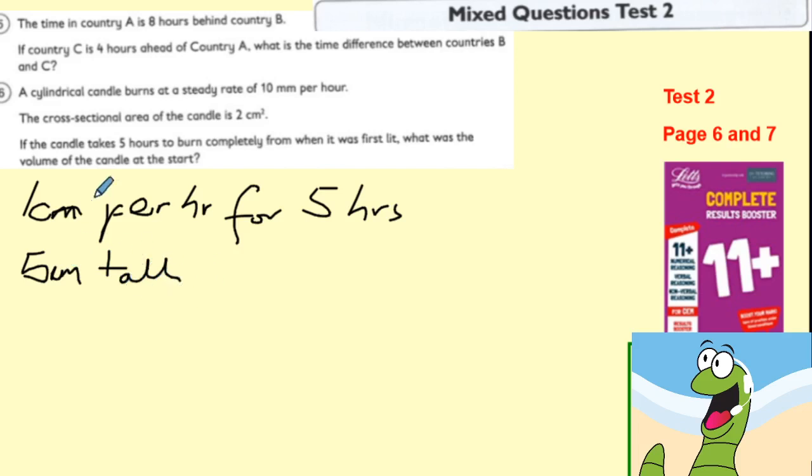So we need to find out the volume at the start, and the volume of a cylinder is area times height. Okay. Therefore, the volume was 2 centimeters squared times the height, which is 5, and that equals 10 centimeters cubed.